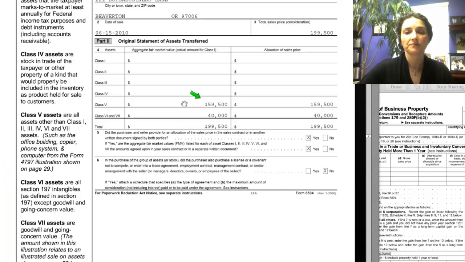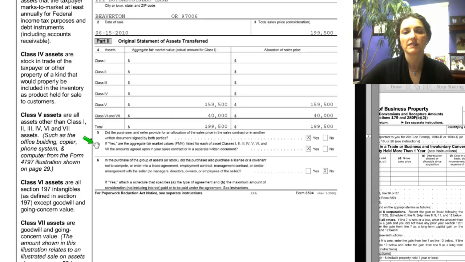of this manual. Also, finally, we have Class 6 assets and Class 7 assets. Class 6 assets are all Section 197 intangibles as defined in Section 197, except for goodwill and going concern value. And Class 7 assets are goodwill and going concern value. And we show you an example of how to treat the sale of goodwill and going concern value, again on page 29 of this manual.